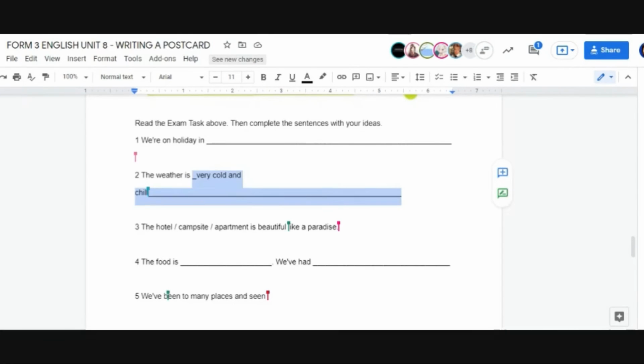Okay, Ashara done. The weather is very cold and chill. Basically, cold and chill means the same, so you don't have to use both, just use one. Okay? So using chill is better. The weather is chill. Chill means very cold, right?